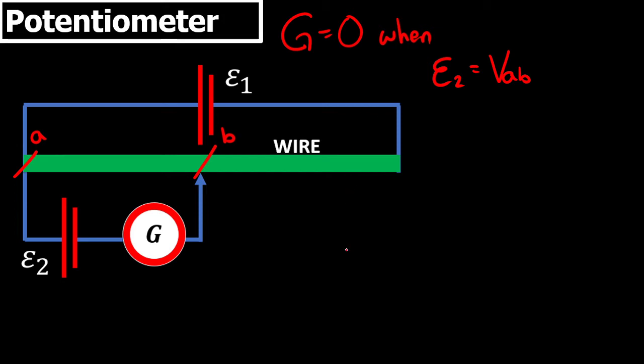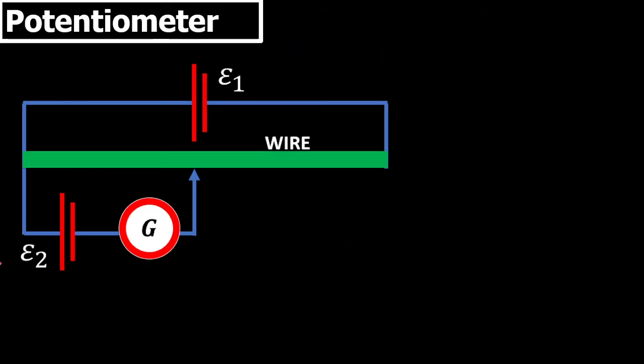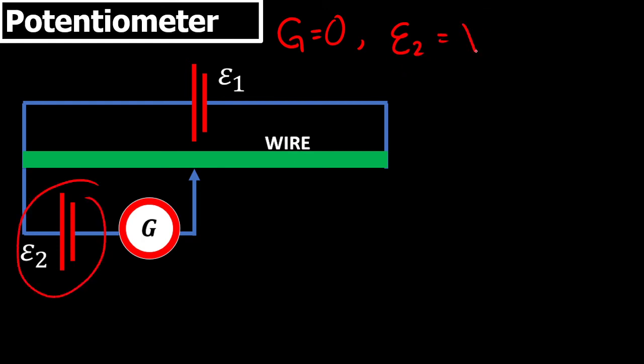So the application here is that you can use it to find out unknown potential differences created by an unknown EMF. So how do we do that? Well, first we find one that we do know. So let's have epsilon 2, maybe 2 volts, 3 volts, one that we do know the value of. Again, let me just remind you, the galvanometer will show a 0 reading when the EMF supply, E2, is equal to the potential difference between, let's again call this A and B.